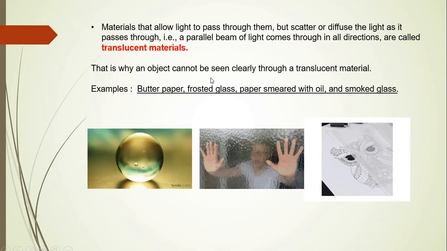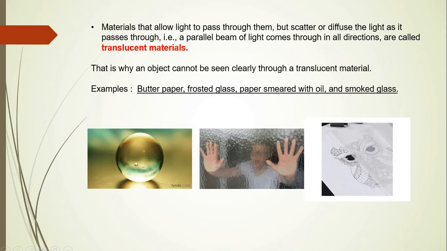That is why an object cannot be seen clearly through a translucent material. Suppose we use this butter paper or frosted glass, as you can see here in this picture, we are not able to see the face of this person. Why? Because it is a translucent material. Some amount of light is going to pass through it, and some amount of light gets scattered out into different directions. That's why we are not able to see the backside clearly.